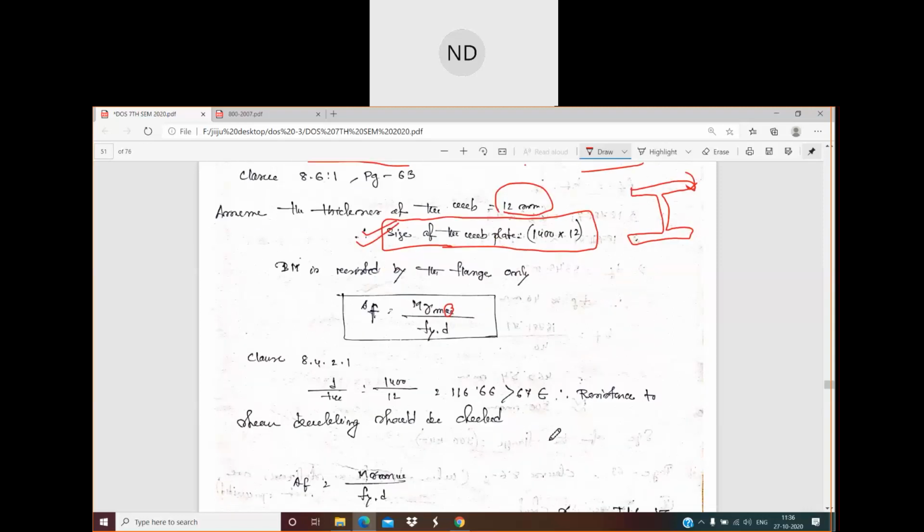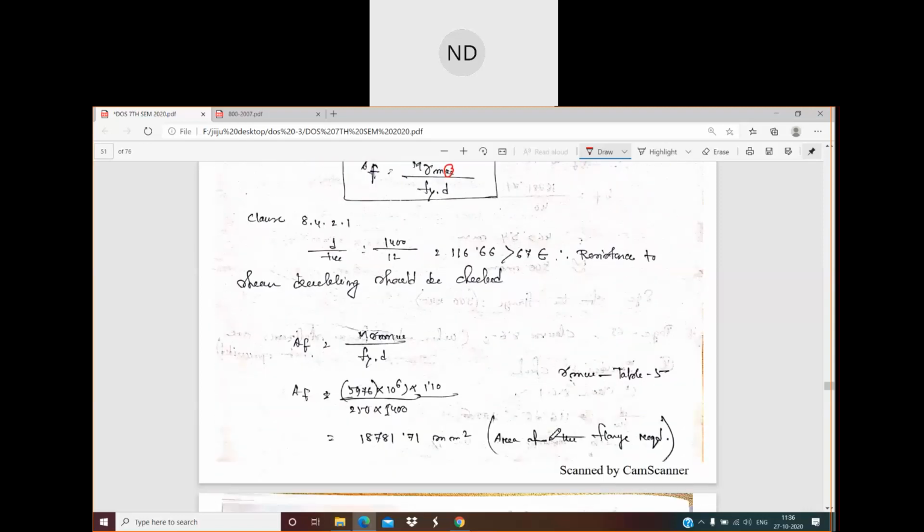Now, if you see here, this was Af is equal to M gamma m0 divided by fy into d. This is gamma m0. Okay, this is d.